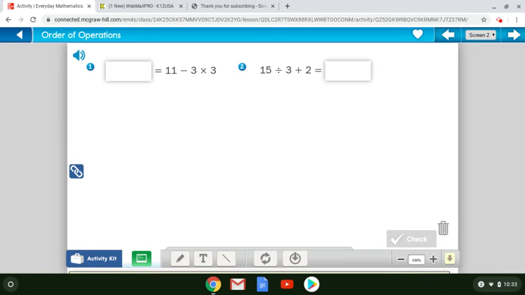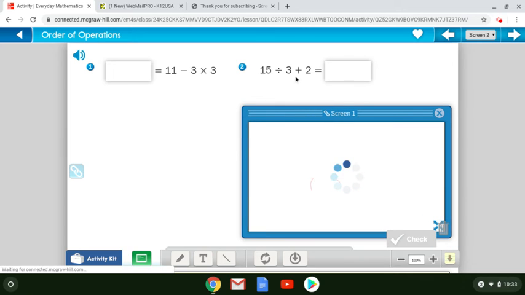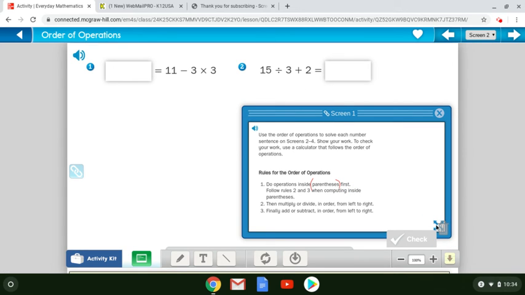Okay, so when we look at the first equation here, we see 11 minus 3 times 3. I'm going to click this link over here because this is going to bring back that screen we just talked about, showing you the order of the operations. So when we look at number 1 here, I'm going to pull my pencil up here. I see 2 different operations. I see subtraction and I see multiplication. So I have to go reference my rules of order of operations to figure out, well, which one do I solve first? Do I do the subtraction first or do I do the multiplication first?